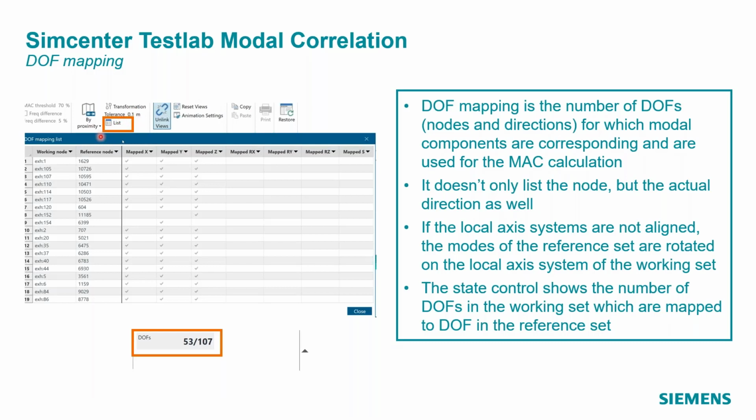And then if you list those nodes, you can see that here we're mapping exhaust 1 to 1629 in the XYZ direction. Here, this measurement only had Z direction. So this location must have been a single axis accelerometer, and exhaust 151 and 11185. So we only mapped the Z direction. If we had rotational degrees of freedom on our test data, as well as the CAE, it would map the rotations as well.